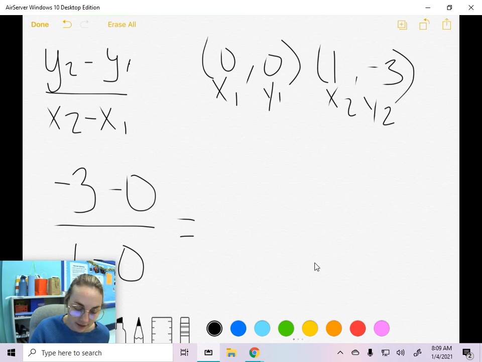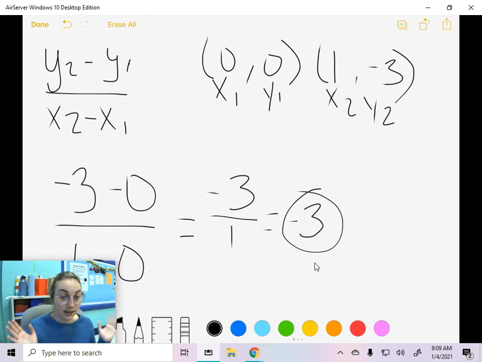And then you just subtract. Negative 3 minus 0 is going to be negative 3, and 1 minus 0 is going to be 1. So our slope is going to be negative 3. Ta-da, we found the slope.